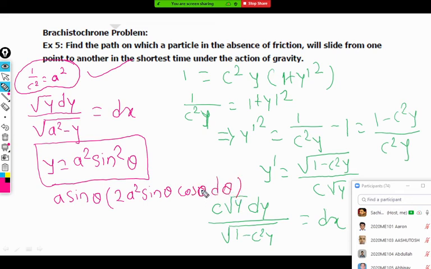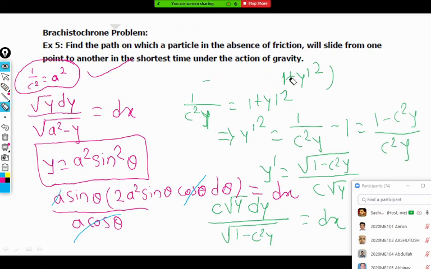Is it clear? Yes, sir. What I have written: root y written here first, the dy value is written here. This is dy. What is the value of the denominator now? Root of a square minus y is a cos theta, is it correct? A cos theta, and the RHS becomes only dx as it is. Okay, so this a cos theta gets cancelled, and now only the last thing we have to integrate.